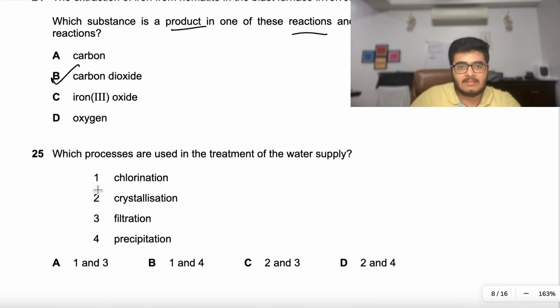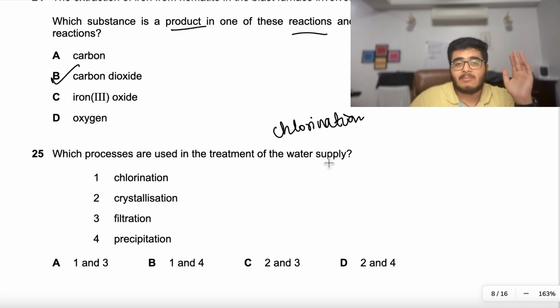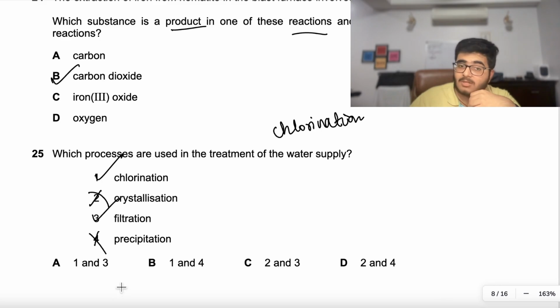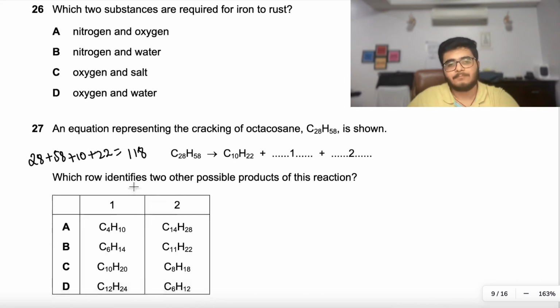Question number 25 says, which processes are used in the treatment of water supplies? We all know treatment of water supply involves chlorination. This is the first thing that should hit our mind before even reading the options. So chlorination is definitely an answer. Crystallization does not clear water, it's just forming crystals. Filtration does, because we are filtering particles out of water. Precipitation does not. So the correct answer is 1 and 3, which means A. So for question 25, the correct answer is A.